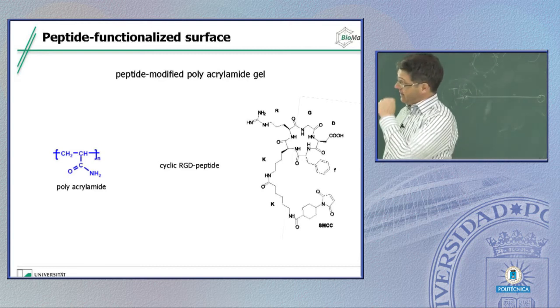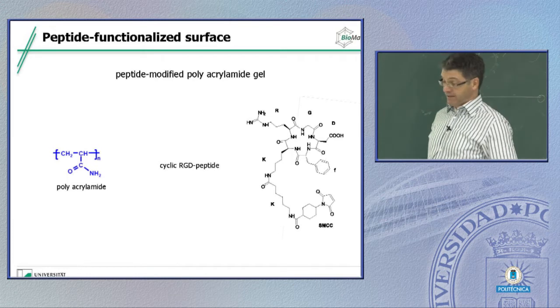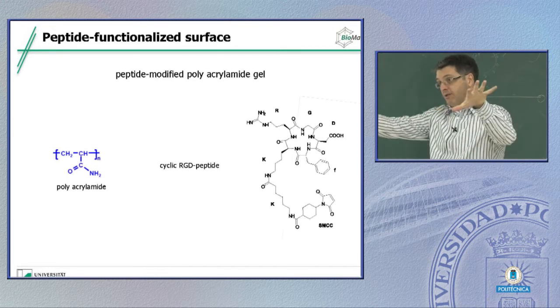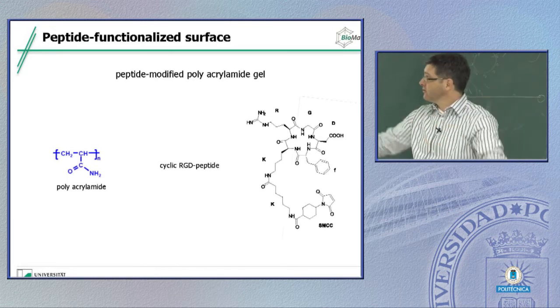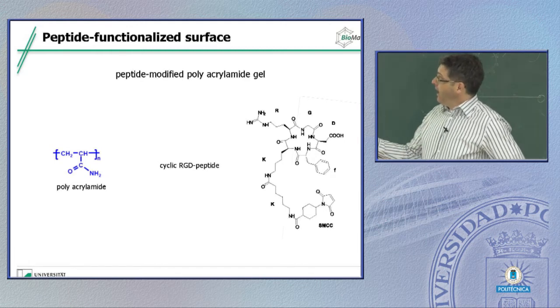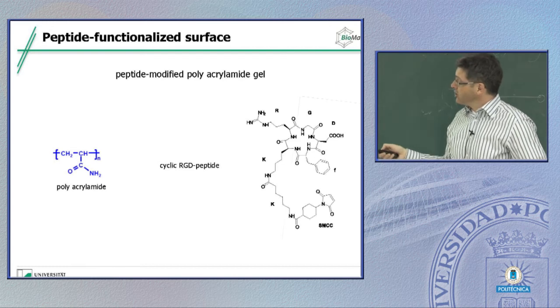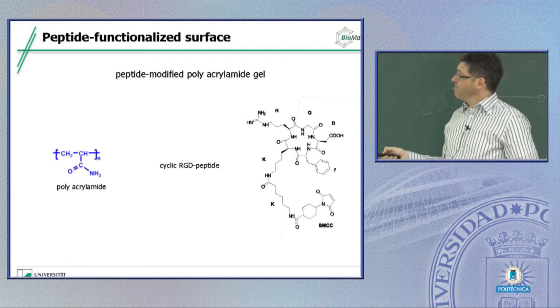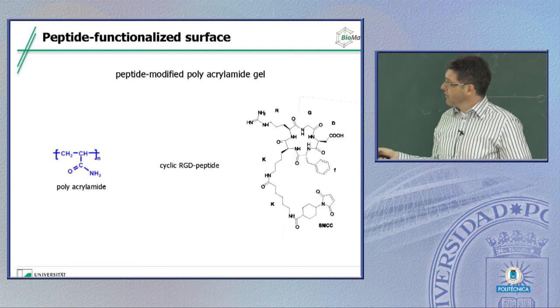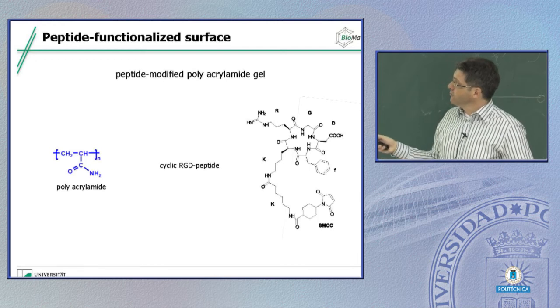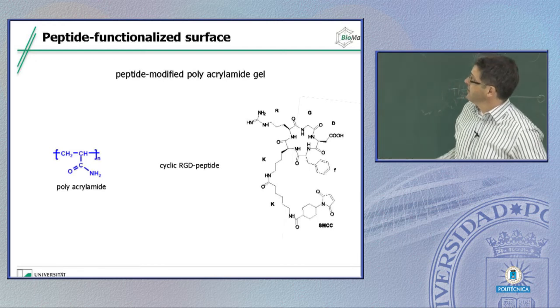Because if cells do like a surface, they start to spread. So they try to get as much contact to the surface as they can. And here you see now the difference with the RGD peptide, a much higher density of cells, and some of them already start to spread, and we do not see these large aggregates.